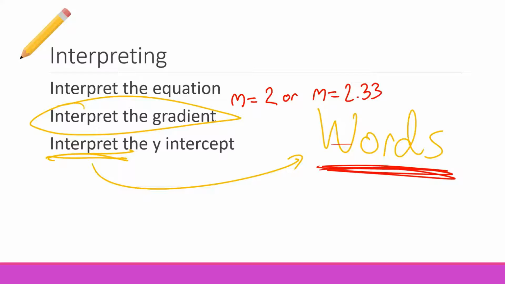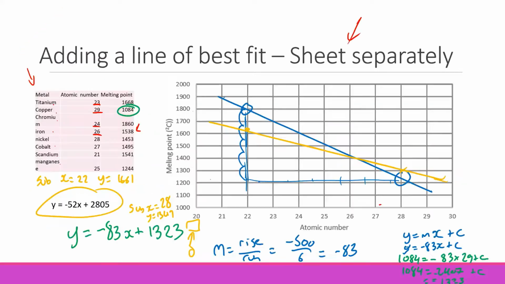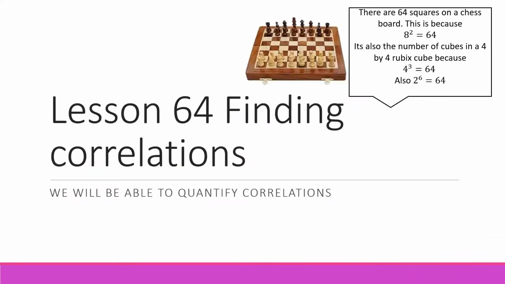And they go, sir, why didn't I get the marks? I wrote down the gradient. The question said interpret the gradient. But that's not what the question asked. The question didn't ask to find the gradient. The question asked to interpret it. Now, we've done interpreting before. Yes, we have. If you go back in time, we did interpretations here.